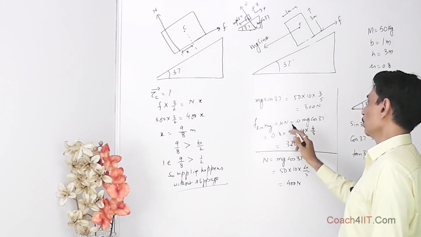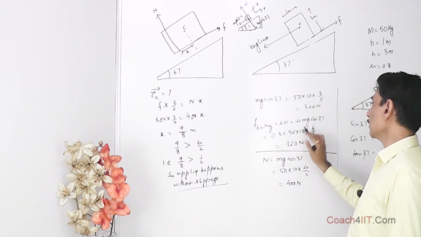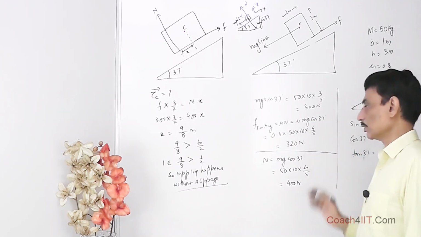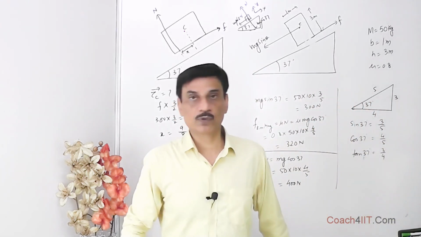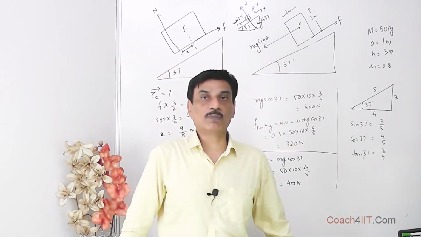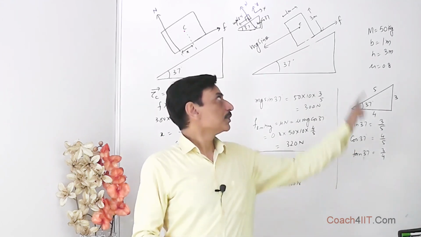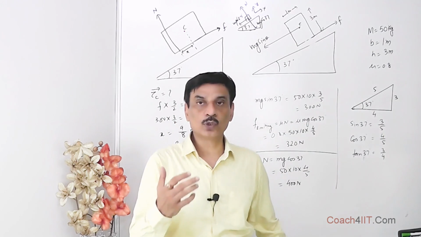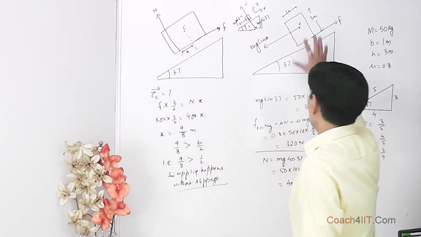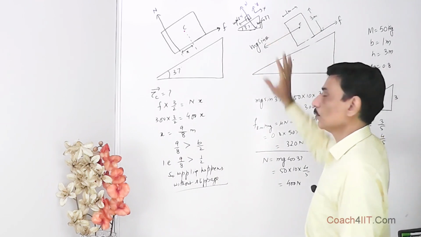Limiting value of friction force is equal to mu into N, that is mu mg cos 37. Mu is given as 0.8, m is 50 kg, g we are taking as 10 meter per second square, cos 37 is 4 by 5, this comes out to 320 Newton. So the limiting value of friction force is 320 Newton, whereas right now mg sine 37, which is trying to move the body, is only 300 Newton. So it means this is a case of self-adjustment. This friction force will adjust itself to mg sine theta only, that is, to 300 Newton only. So we know that this is not going to slip. One condition, so one step is done, that is, this is not going to slip this way.